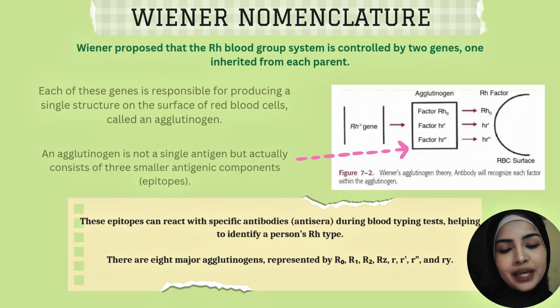These epitopes can react with specific antibodies, antisera, during blood typing tests, which help us to identify a person's rhesus type. So there are three major agglutinogens, as we can see here.